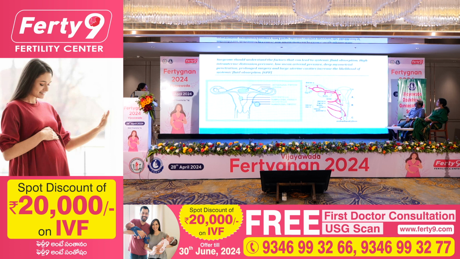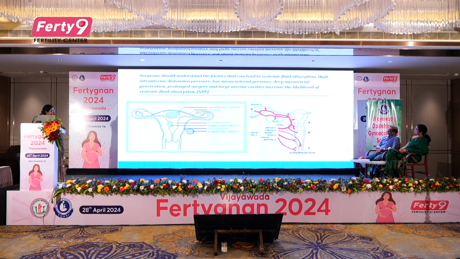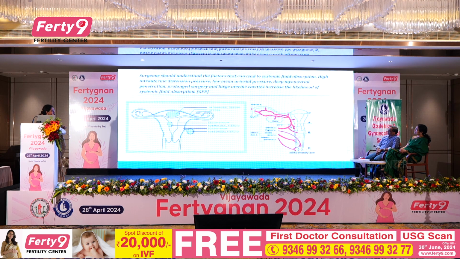High uterine distension pressure, low mean arterial pressure, means the patient is already in hypotension, then definitely you're going to fluid overload the patient. And when you're invading the myometrium very deeply, going ahead with a very prolonged surgery and a very large uterine cavity, these all increase the likelihood of systemic fluid absorption.